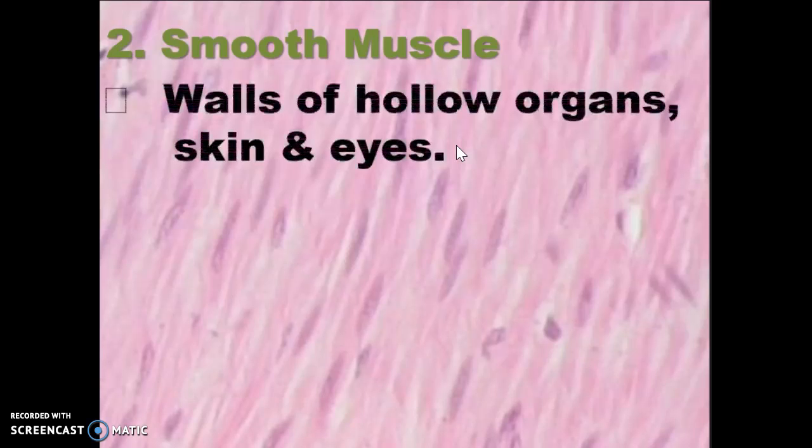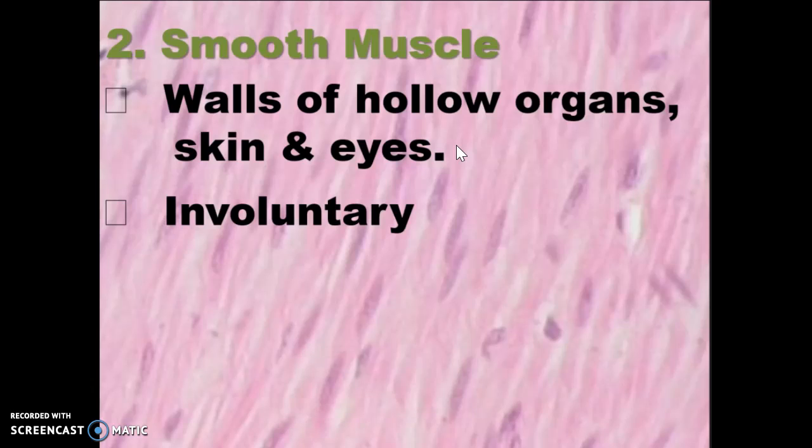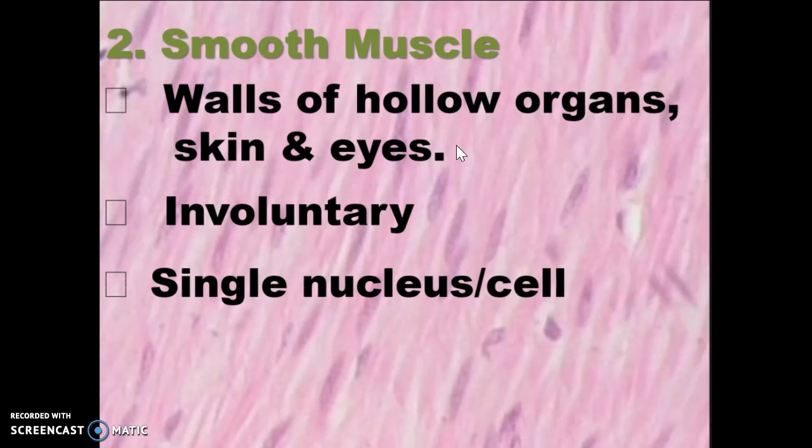Smooth muscle lines the walls of hollow organs, skin, and eyes. It is involuntary. You have little tiny smooth muscles wrapping around your superficial blood capillaries. So when it gets cold outside, like I told you in the first unit, those smooth muscles will contract and squeeze that capillary so little blood goes up to the surface and you keep it internal so you can stay warm without losing heat. There is one nucleus per cell. It is not striated.